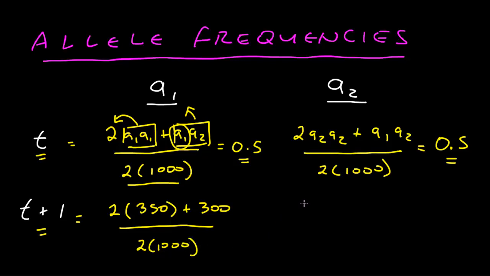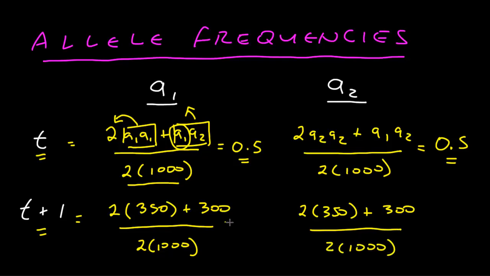Same would be true for A2. We have 2 times 350 plus 300, all divided by 2 times 1,000. So, if I've done the math correctly, we should end up with a value that is 0.5 for each one of these.